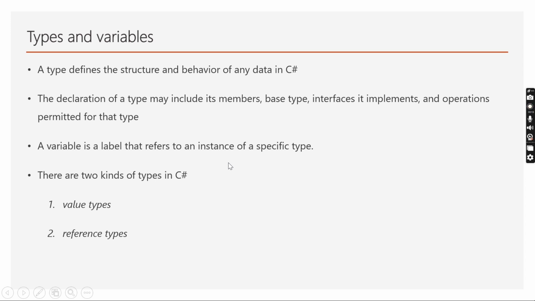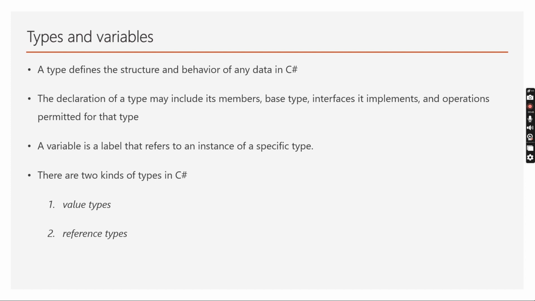What is a type? A type defines the structure and behavior of any data in C#. When we code, we encounter the usage of data. So, to define the structure and behavior of any data, we use a type. What does the declaration of a type include? It includes members, base type, interfaces it implements, and operations permitted for that type.